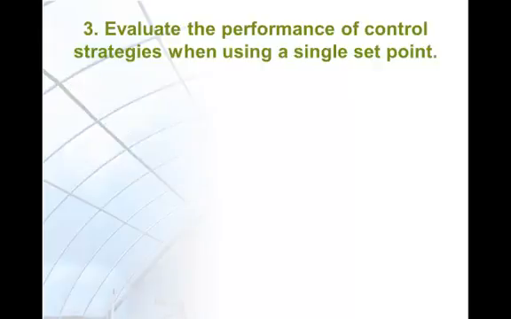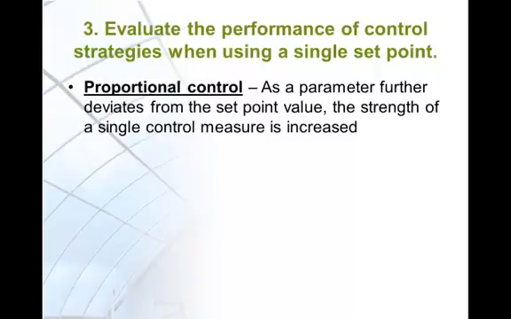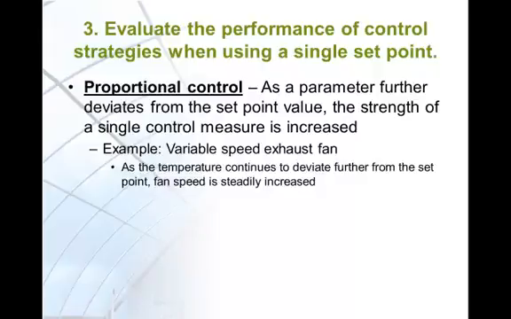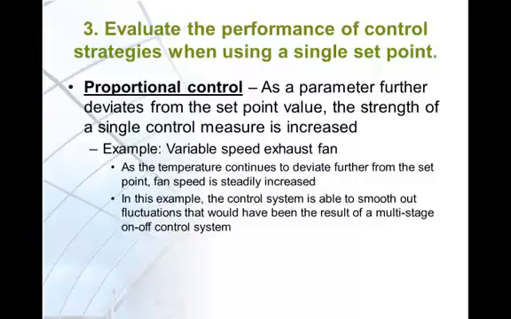We are now moving beyond simple on-off control. In this slide, we are introducing proportional control. As a parameter further deviates from the set point value, the strength of a single control measure is increased. Let us use a variable speed exhaust fan as an example. As the temperature continues to deviate further from the set point, the fan speed is steadily increased. In this example, the control system is able to smooth out fluctuations that would have been the result of a multi-stage on-off control system.